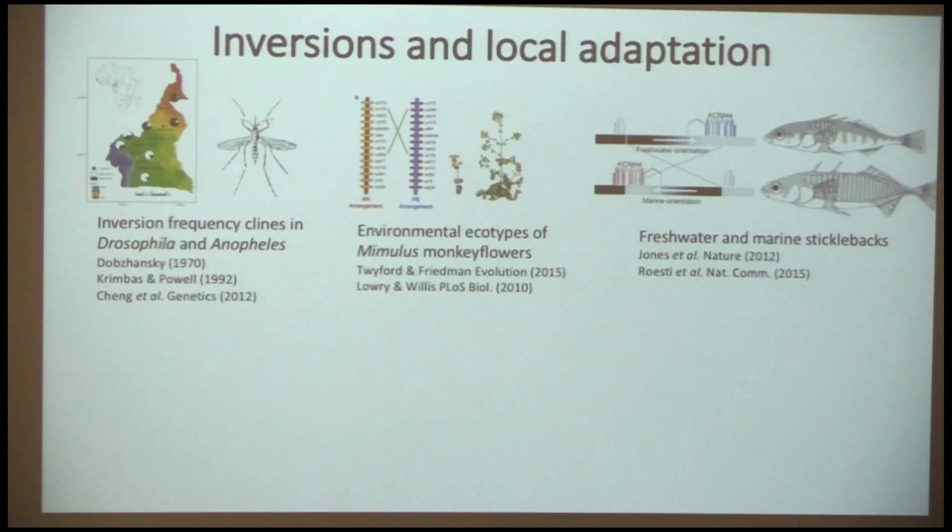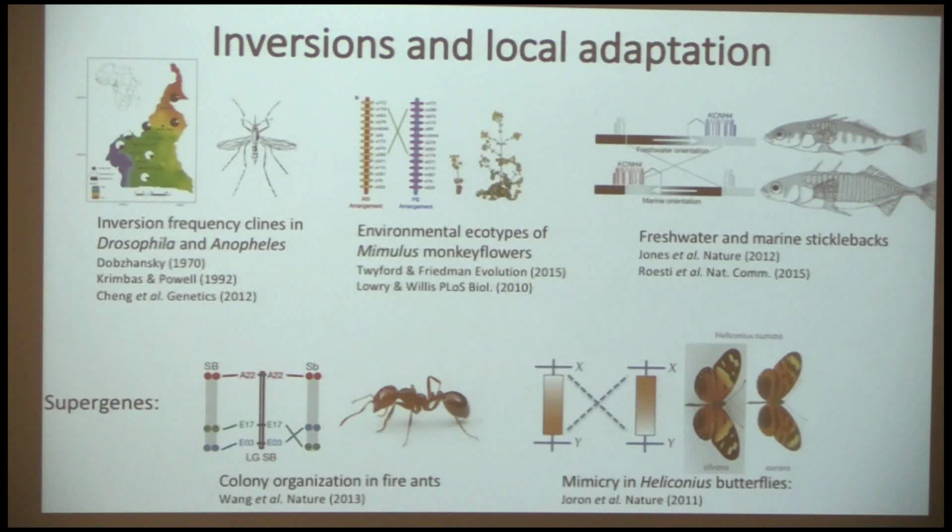And then this is also related to another concept called supergenes, where you have several interacting genes all together in an inversion that are believed to be involved in adaptation. There's a really nice example in fire ants, where a supergene is related to the presence of one or multiple queens in a colony. And then the example from the Heliconius butterflies, where inversions control these mimicry patterns.